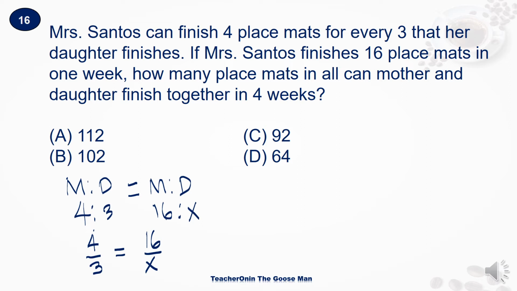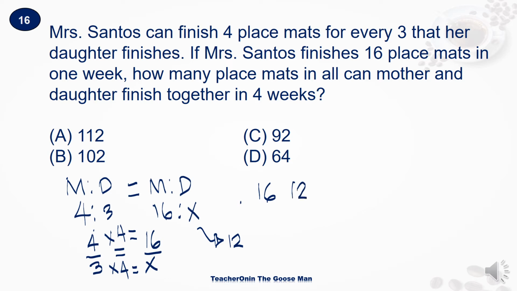Guys, think: what will you multiply to 4 to make it 16? Correct, that is 4. You will use the same number to multiply 3. So again, look at this: 3 times 4 will give us the value of x. So x is equal to 12. Now we know that for every 16 that the mother made, the daughter made 12.